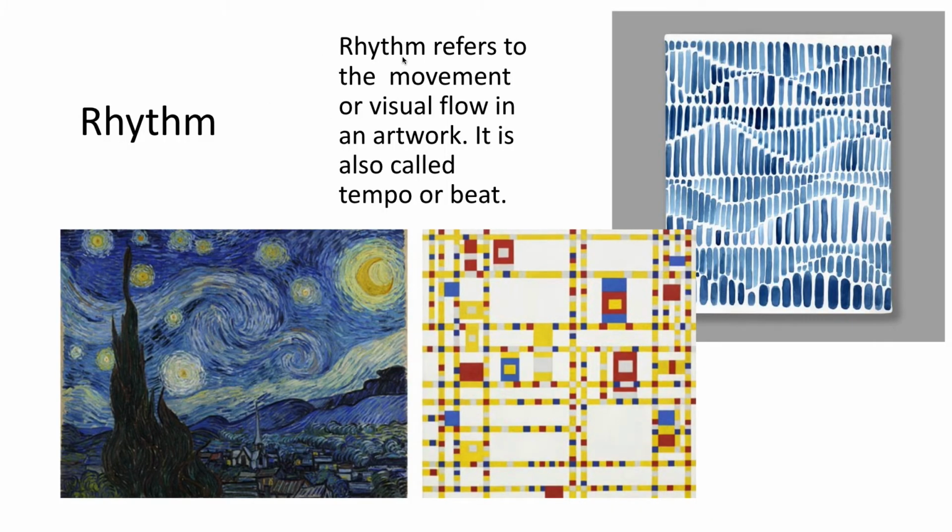Rhythm. Rhythm refers to the movement or visual flow. And here are three examples with different rhythms. This is Van Gogh's Starry Night, and you can see it's a smooth and flowing rhythm. It looks like waves in the sky, and you can see the circular brush strokes creating that rhythm. Colors are similar in this.